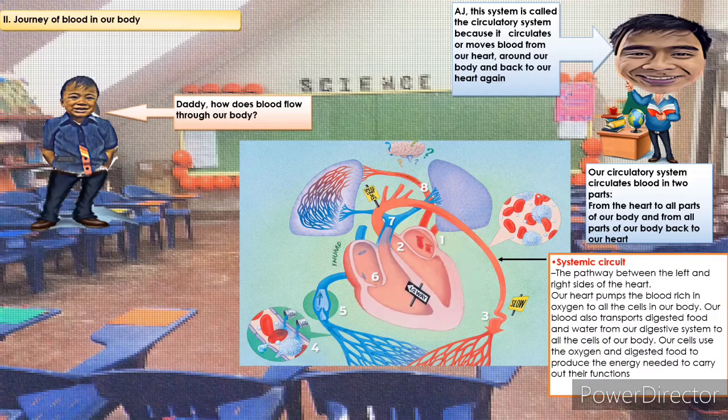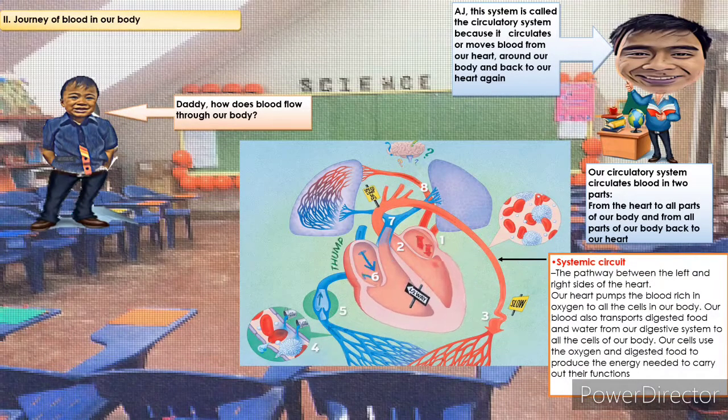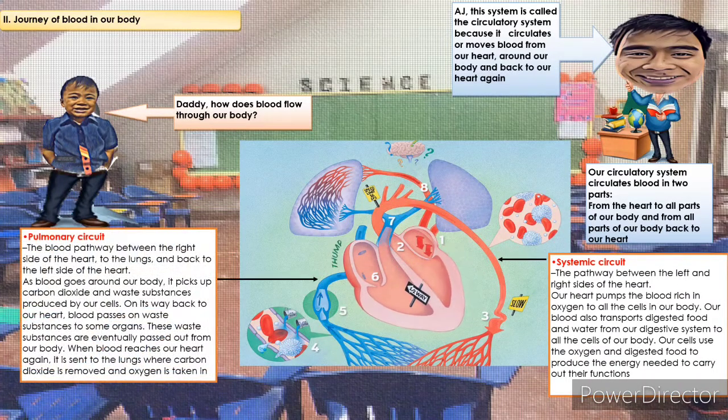Systemic circuit. It is the pathway between the left and the right side of the heart. Our heart pumps the blood rich in oxygen to all the cells in our body. Our blood also transports digested food and water from our digestive system to all the cells of our body. Our cells use the oxygen and digested food to produce the energy needed to carry out their functions.